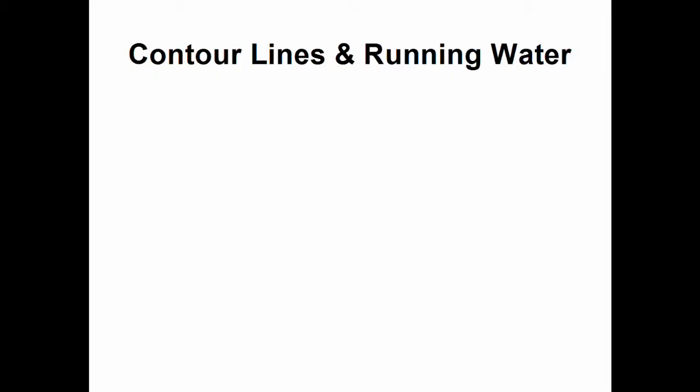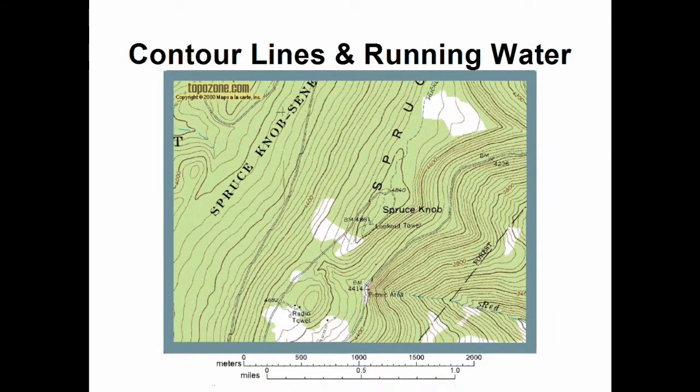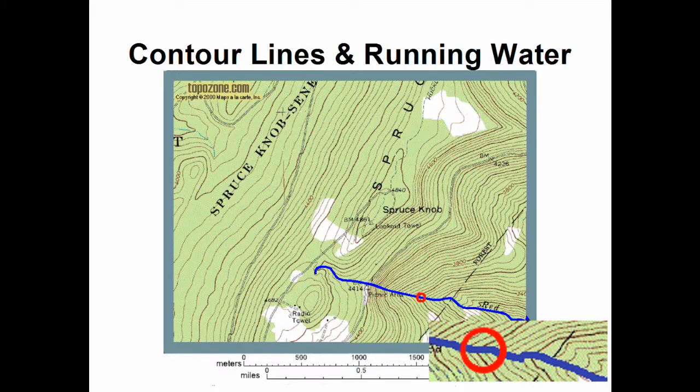What about contour lines and running water? Now this is an interesting little feature. If we look closely at running water and magnify this area where it crosses contour lines, as my rivers flow downhill here, you can see that my contour lines do not cross a river in a straight line. Actually, they make a very, very distinct V shape. One rule that you can remember and write down: the V's that contour lines describe as they cross rivers always point uphill, or toward the head of the river, where it comes from.